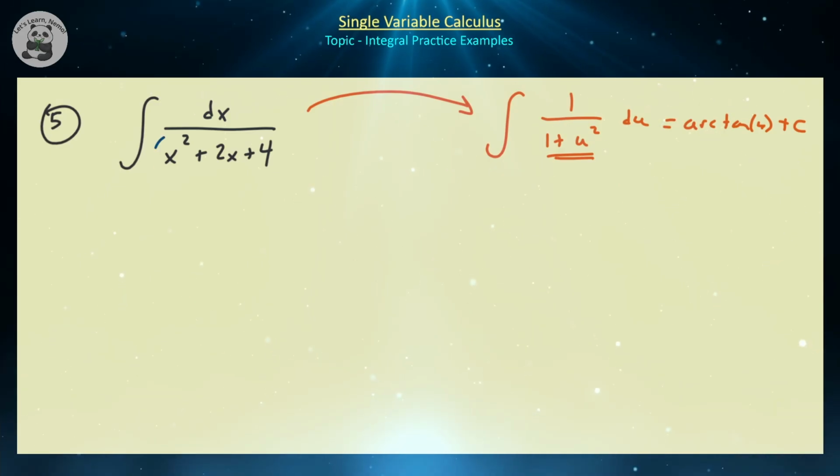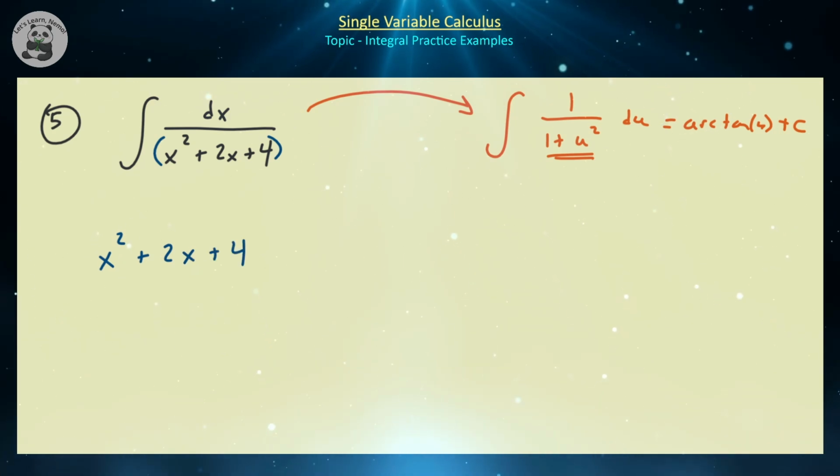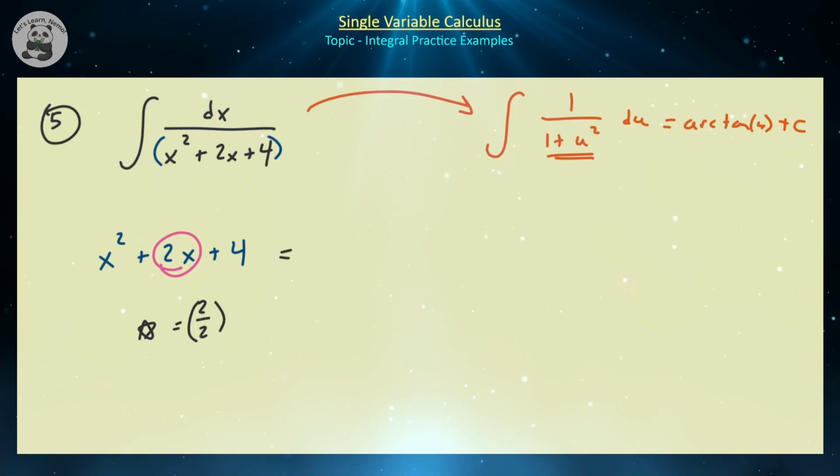So the first thing I need to do is analyze this x squared plus 2x plus 4. So how do you complete the square? I'm going to take this number, divide it by 2, and square it. So when I do that, I'm going to have a magic number of 2 divided by 2, the quantity squared. So I'm going to have 1.